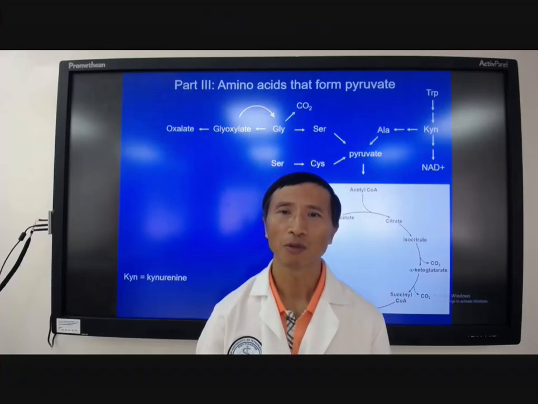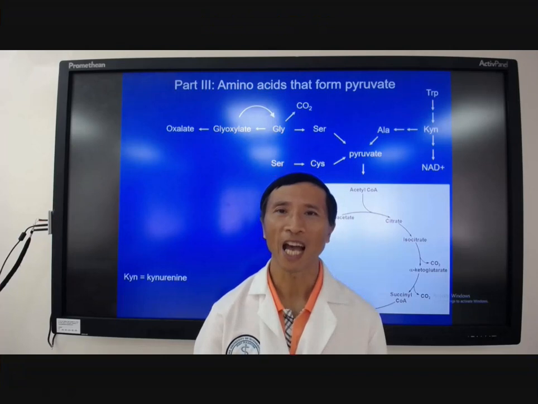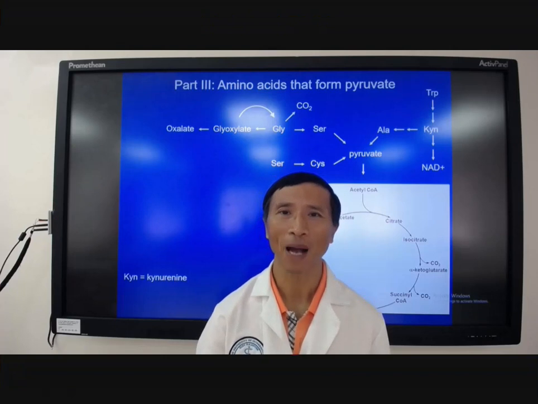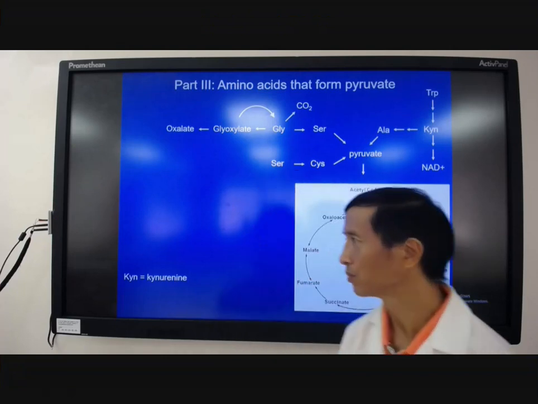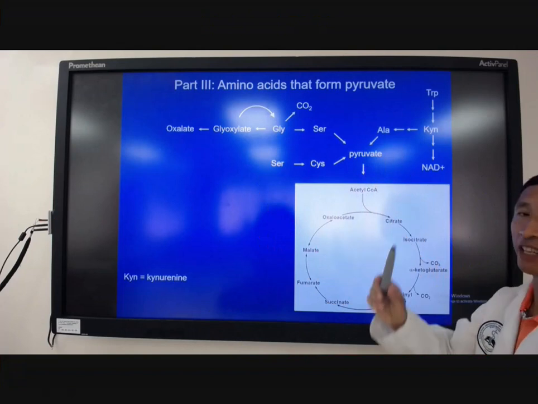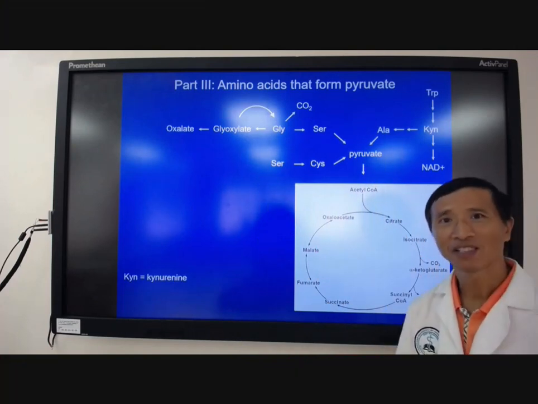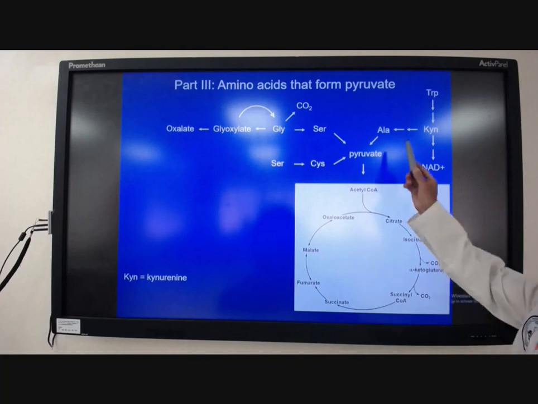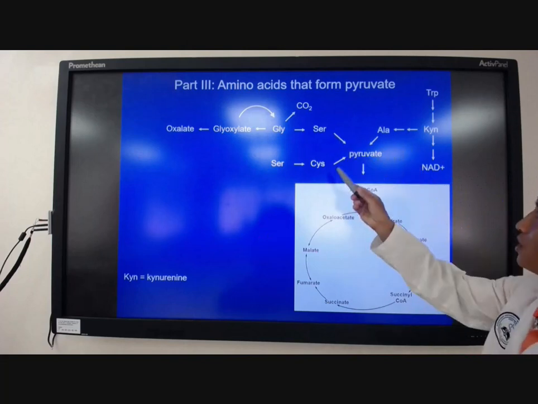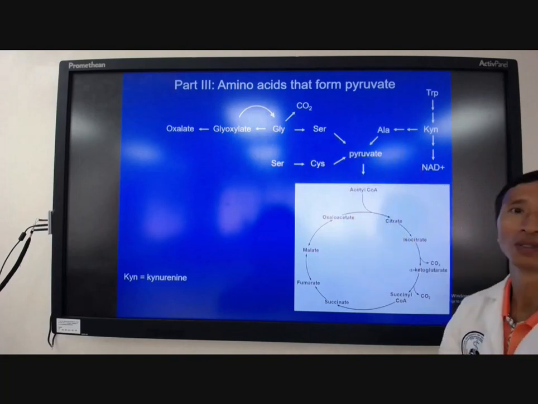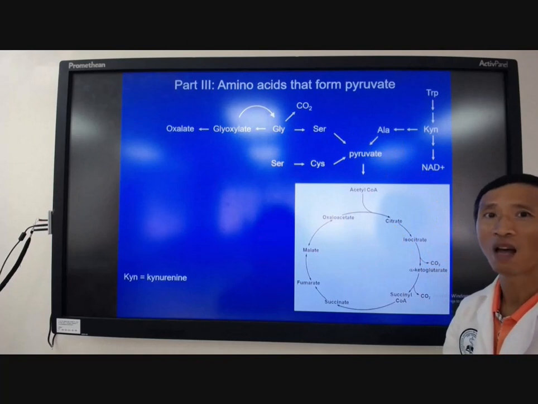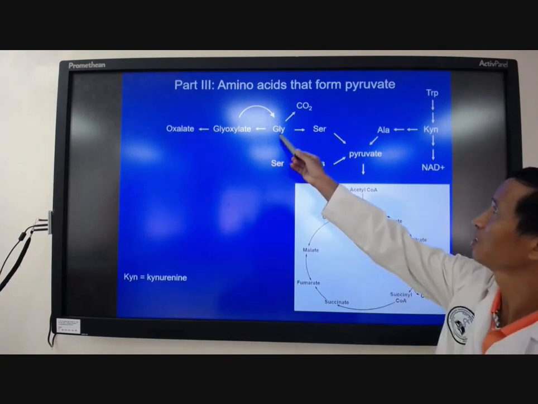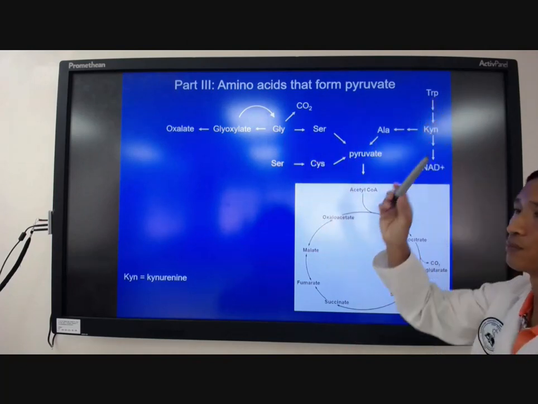Now, let's move to part 3. We will look at amino acids that form pyruvate. This is pyruvate. 5 amino acids can form pyruvate. They are alanine, serine, and cysteine, with 2 additional amino acids, glycine and tryptophan.